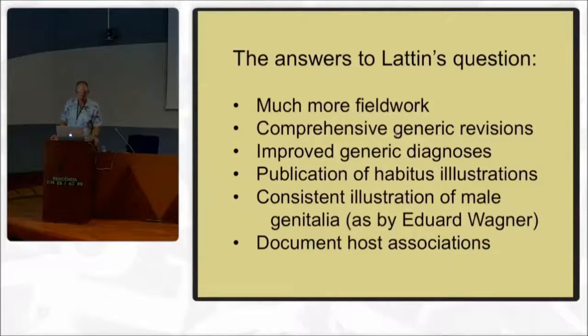We needed to do much more field work. We needed comprehensive generic revisions. We needed the publication of habitus illustrations. We needed the consistent illustration of male genitalia, as was done by Edward Wagner in all of his post-World War II papers. And we needed to document host associations in a more consistent and precise way.